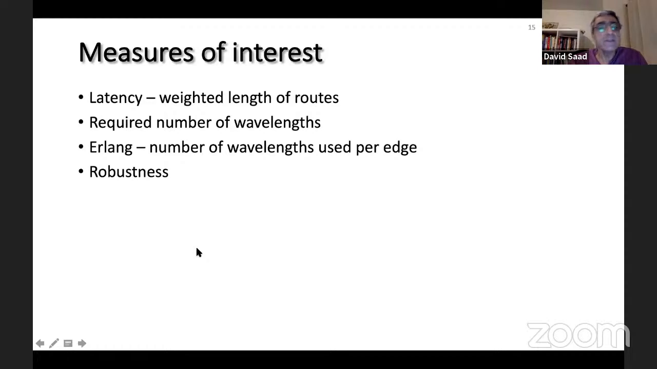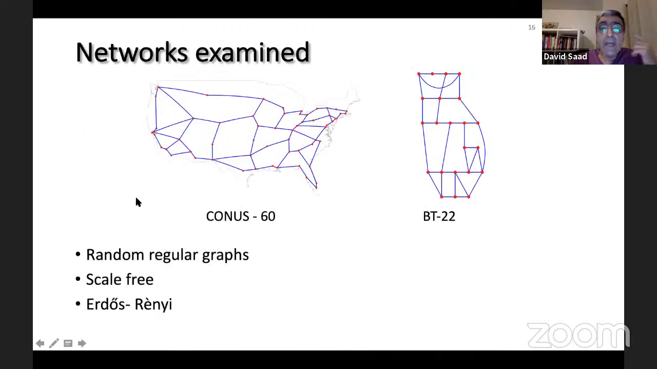So what are the measures of interest? The first one is latency. How many hops, or weighted hops, do you get from source to destination? Then the required number of wavelengths for a given number of requests, the number of wavelengths used per edge, and robustness in general. We examined it both on synthetic networks like random regular graphs, scale-free networks, Erdős-Renyi graphs, and also on the US internet network, which is called CONUS 60, and the UK BT22, 22 edges. These are the main backbone of the internet in both cases.